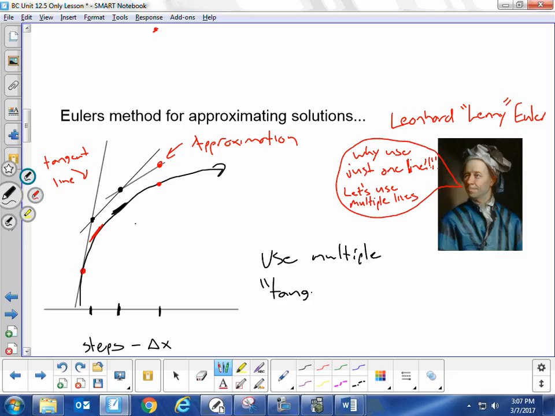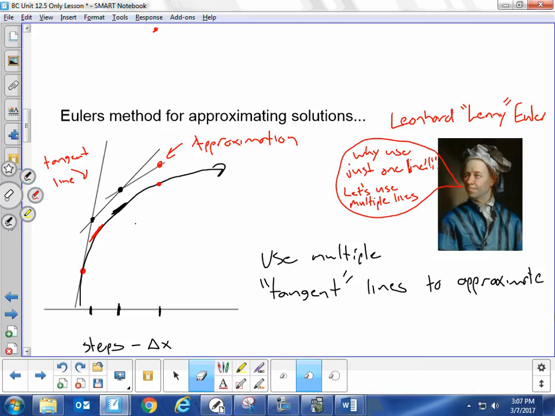I'll put tangent in quotations because we see this line is not tangent to this function. It is located at a different point. However, the slope of this line is the same slope as this tangent line. Use multiple tangent lines for a better approximation.